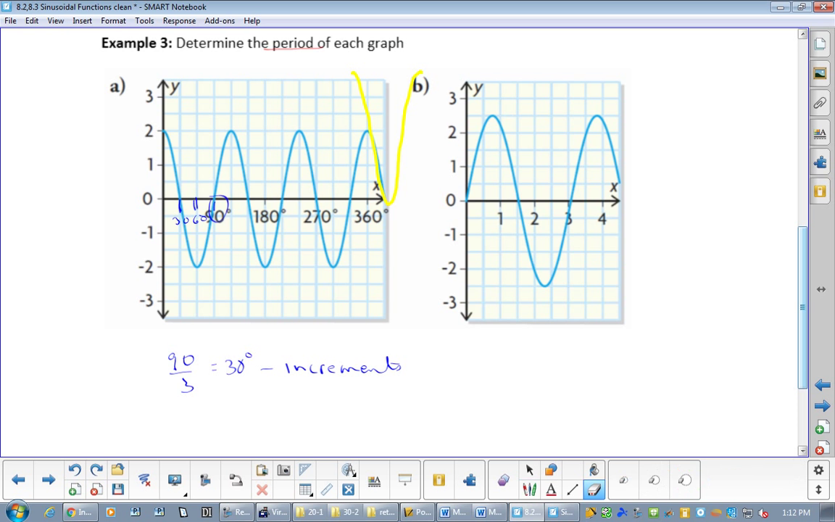And you can see, for us, because if I bring this back, it is 30, 60, 90, 120. You see that? So the period, we can even put this, is 4 times 30, which equals 120 degrees.